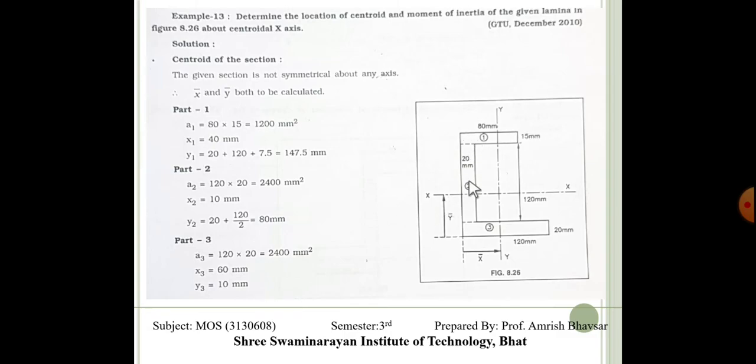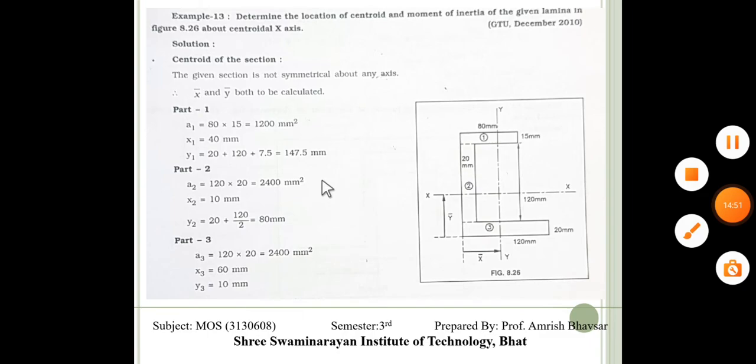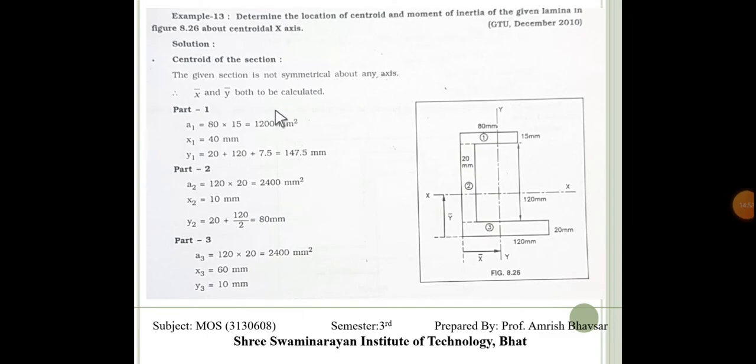Clear? Just refer to this figure that they have given. This is 80 mm, this is 15 mm, this is 20 mm. Here it is 120 and it is also 120 mm. Now, the given section is not symmetrical about any axis. So we have to find x bar and y bar.